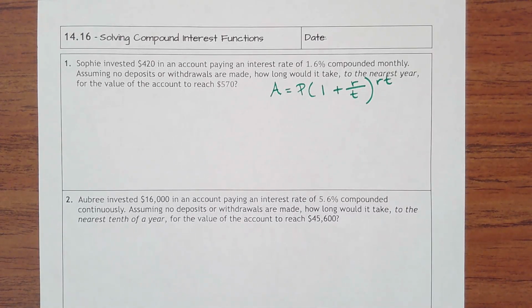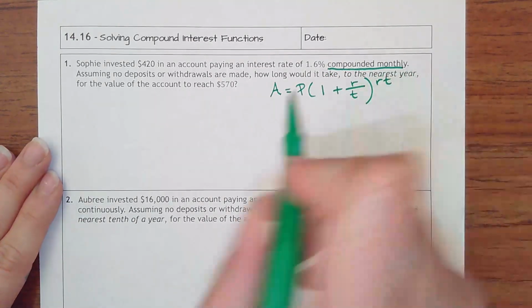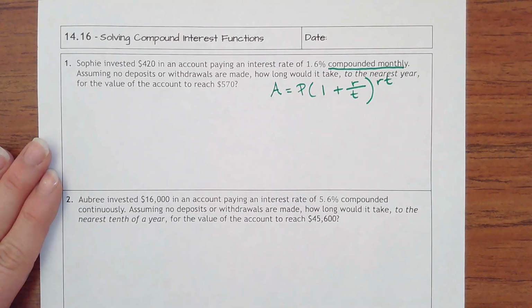Lesson 14.16 is solving compound interest functions. It says Sophie invested $420 in an account that pays an interest rate of 1.6%, compounded monthly. Assuming no deposits or withdrawals are made, how long would it take, to the nearest year, for the value of the account to reach $570?